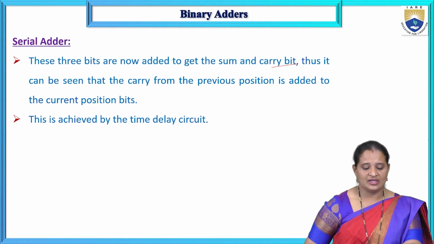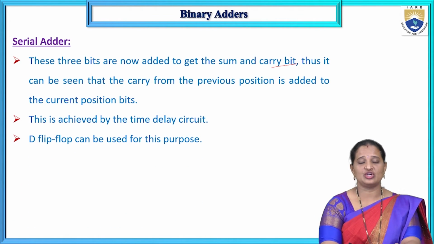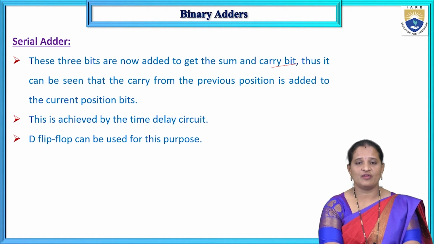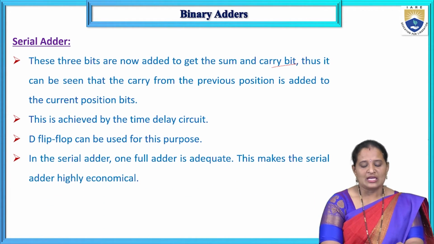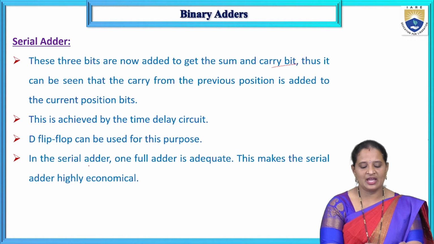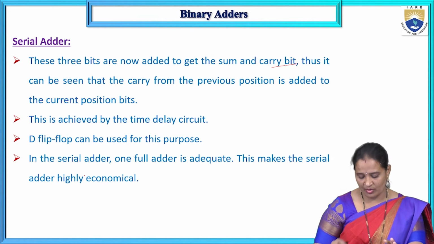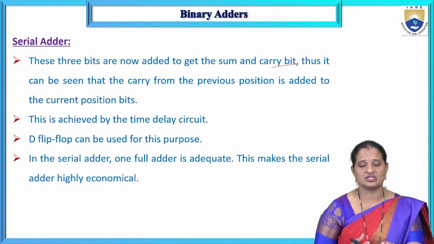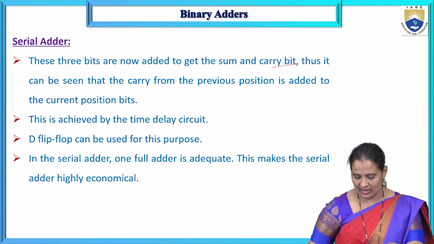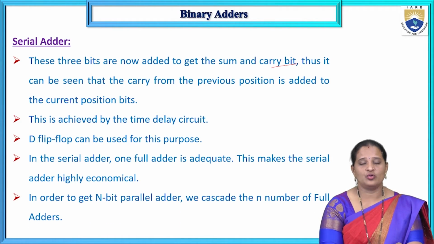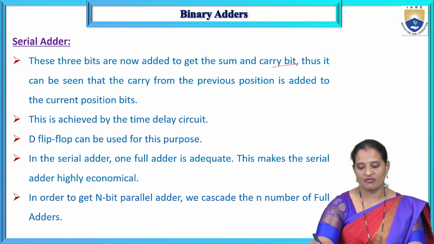This is achieved by the time delay circuits, and mainly D flip-flops are used for the purpose of delay. In the serial adder, one full adder is adequate. This makes the serial adder economical, as the number of components or equipment required is less. But in order to perform the addition of n bits, it requires n clock pulses.